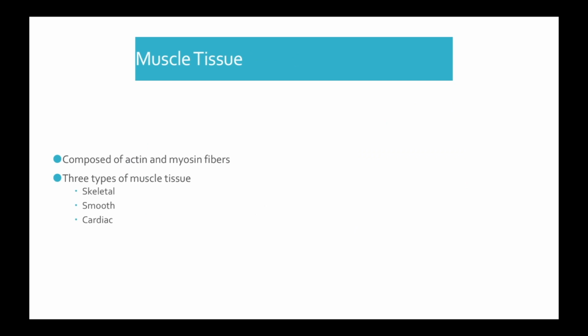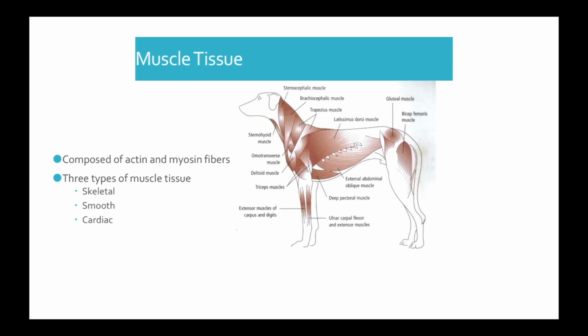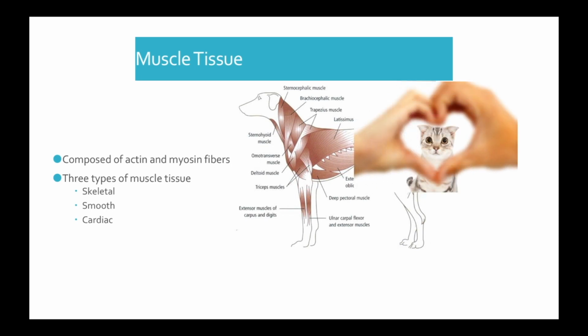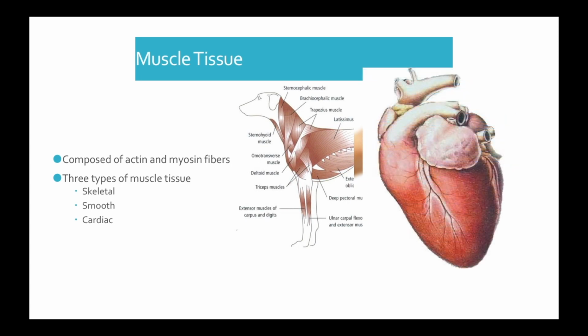And then, of course, we have muscle tissue, which is composed of actin and myosin fibers. There are 3 types of muscle tissue that we will talk about in detail when we talk about the muscles: skeletal, smooth, and cardiac. So skeletal, this dog here is representing all the skeletal muscles, the superficial skeletal muscles, at least, of interest. And then we can find cardiac muscles, which of course we find in the heart. That's what it really looks like.